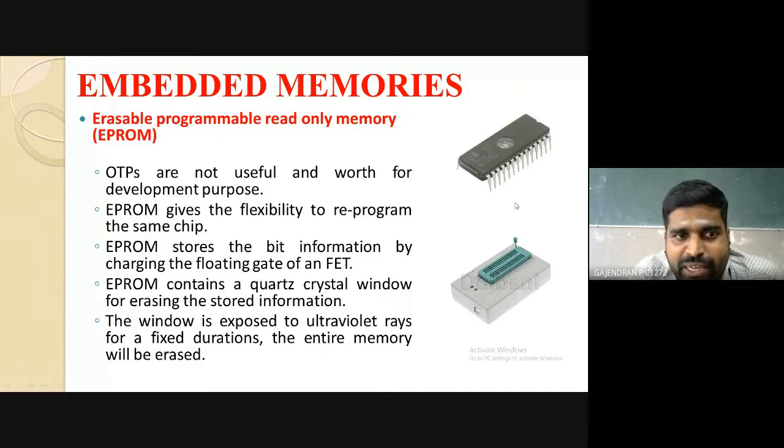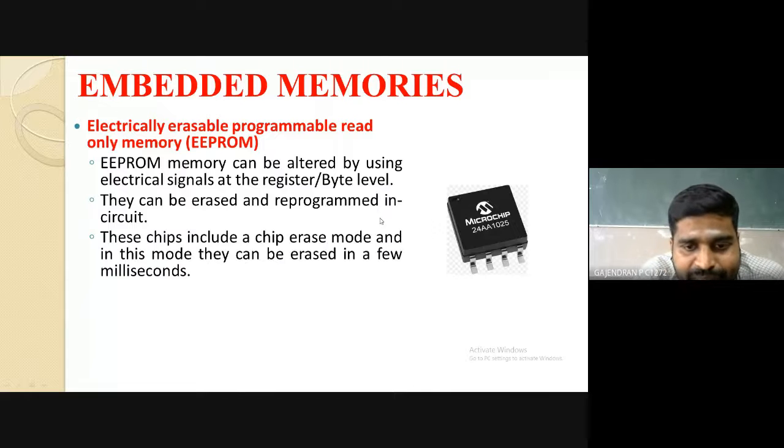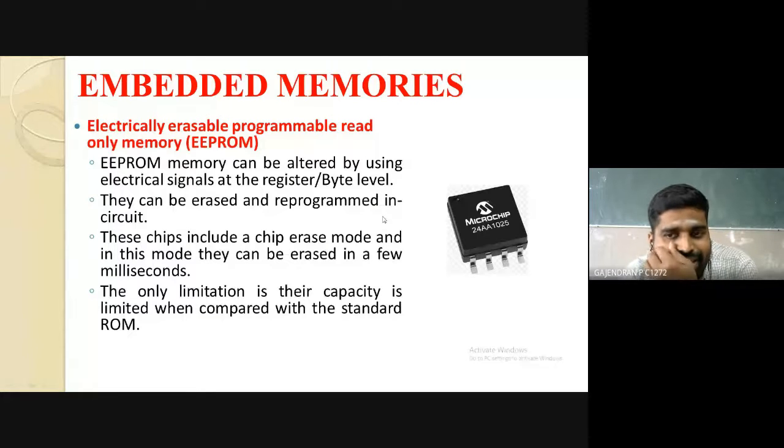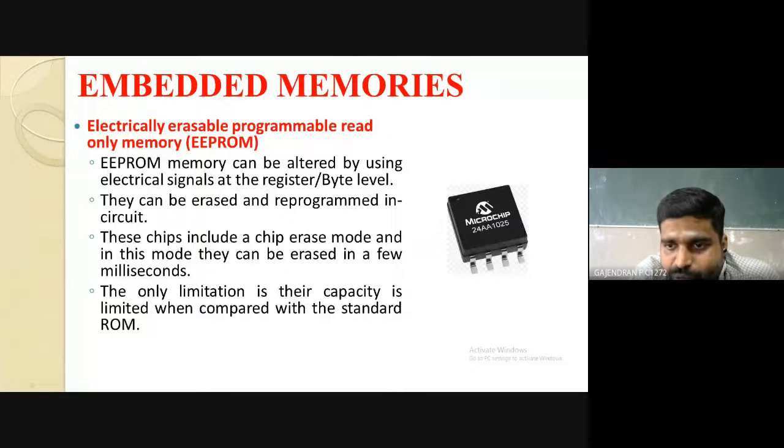Okay, the next one is electrically erasable programmable read-only memory. What is the beauty here? By giving an appropriate electrical signal to this chip, you can erase the code and reprogram it. Okay, this is your E squared ROM.